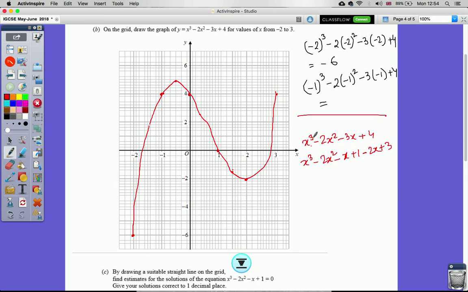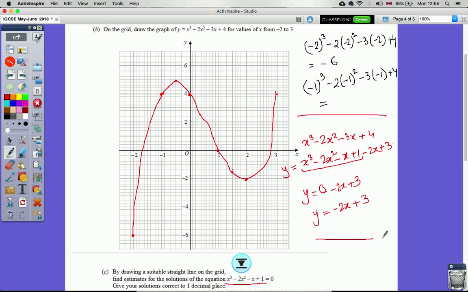Now I've reorganized this equation to look like this, is equal to y, right? Y is equal to that. Now they told us that this equation x cubed minus 2x squared minus x plus 1 equals 0. So this whole part is equal to 0. So I can write y is equal to 0 minus 2x plus 3, or y is equal to negative 2x plus 3. Now what I need to do is draw the graph of this line.